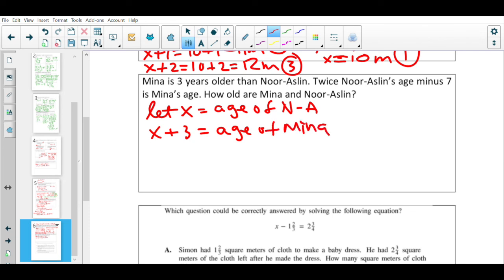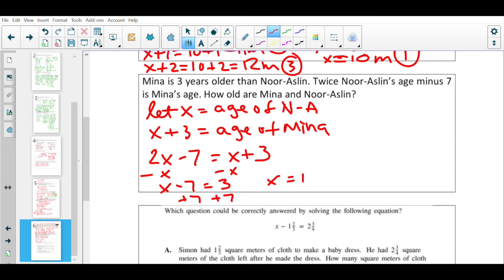Second sentence, twice Nur Aslin's age. So twice Nur Aslin's age minus 7 is Mina's age, which equals x plus 3. So x equals 10, and that is Mina's age equals 10. Sorry, that's Nur Aslin's age is 10. So x plus 3 equals 10 plus 3 is 13. 13, which is Mina's age. Okay, so 10 and 13.